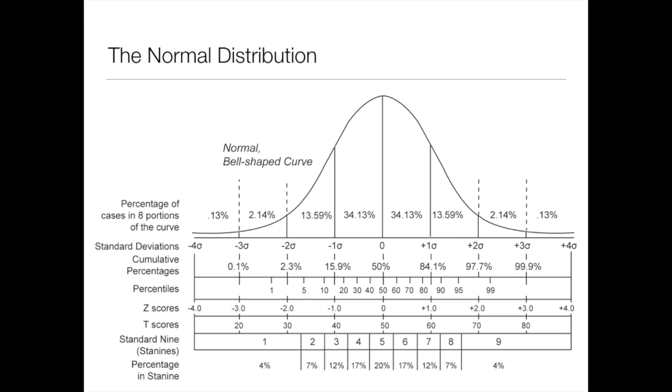So if you look again, 34.13% to the right of the mean, 34.13% to the left of the mean, that's about 68%. So almost 70% of all of your data points are going to be very, very close to your mean in a normal bell-shaped curve, a normal distribution. Okay? Now, how do you interpret standard deviation?